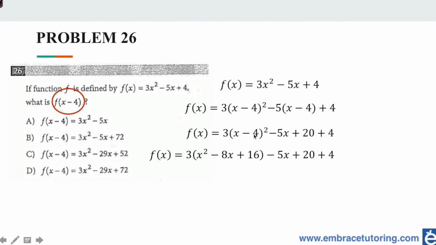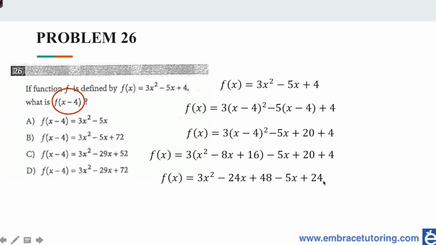My -4 times my -4 will give me a positive 16, and combining my like terms, because they're both negative, is going to give me -8x. I'm now going to distribute my 3 to 3x squared minus 3 times -8 and 3 times positive 16. When I do this, I get 3x squared minus 24x plus 48 minus 5x plus 24.